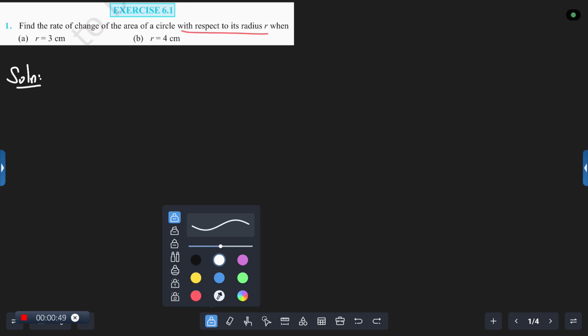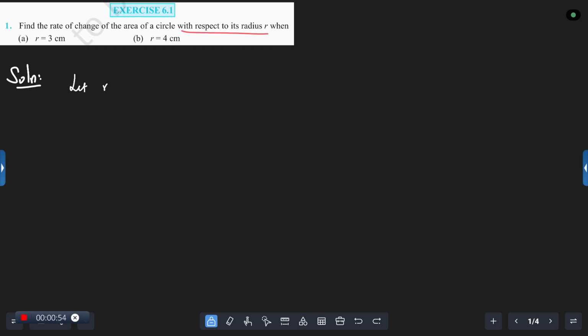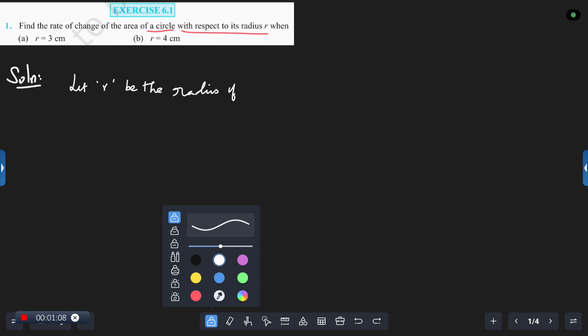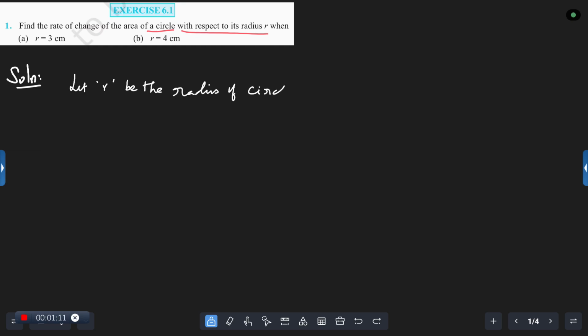Now listen. First of all, we don't know the parameter. We should take, let r be the radius of the circle. It is a circle, correct? What are they asking? Area. We have the area of a circle. What is that? Pi r square units.